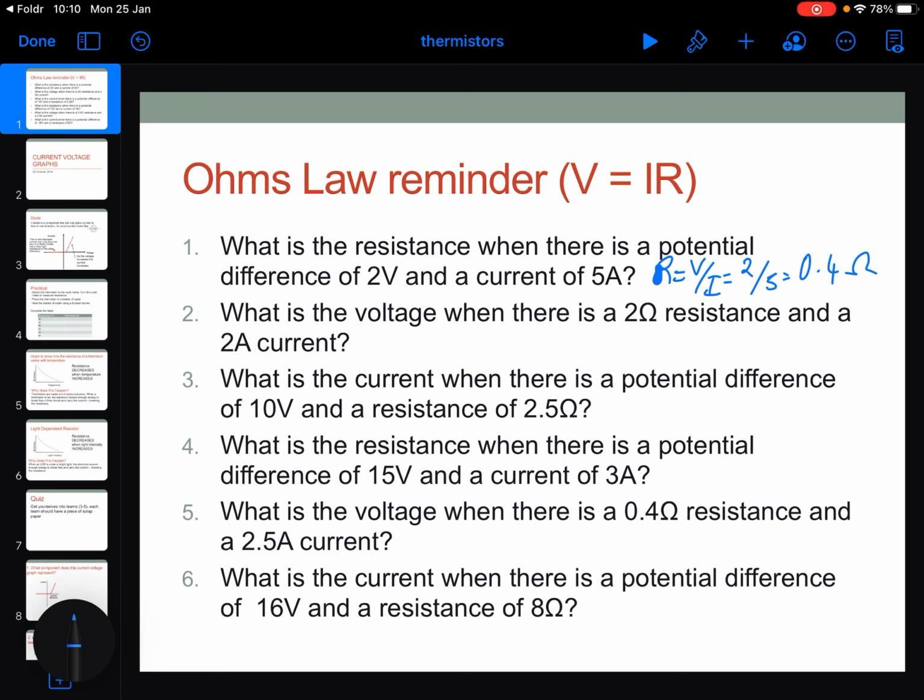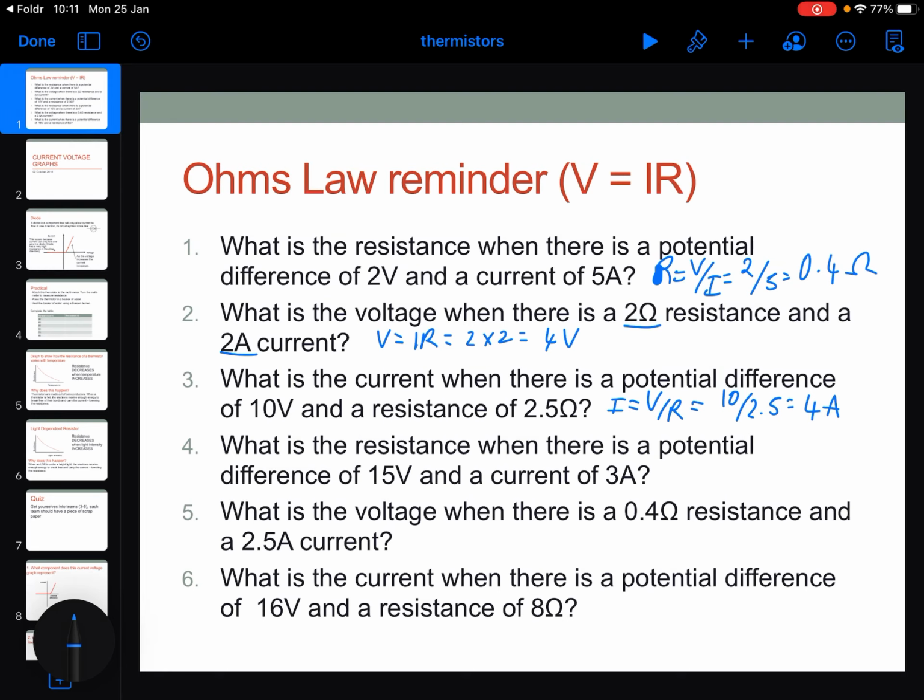Number 2, what is the voltage when there is a 2 ohm resistance and a 2 amp current? V is IR. 2 times 2 is 4 and it's voltage, so it's volts. Number 3, what is the current when there is a potential difference of 10 volts and a resistance of 2.5 ohms? I is V over R. 10 divided by 2.5 equals 4 and it's current, so it's amps.